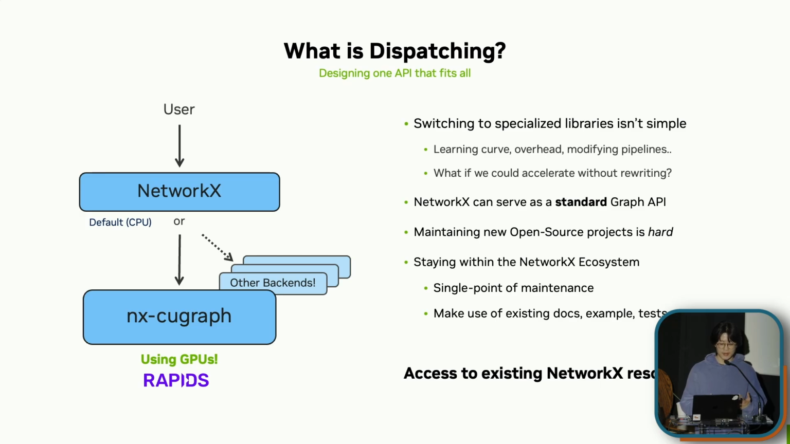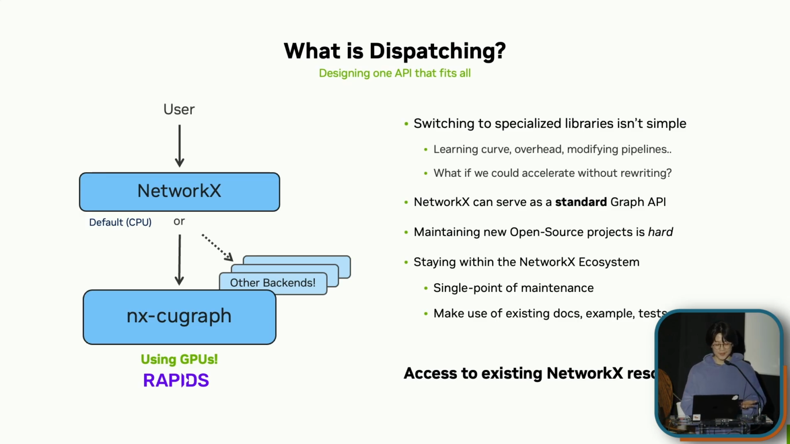So instead, with dispatching, we can help users solve that problem where they don't have to rewrite any of their code, and we can have NetworkX just serve as a singular user-facing API, and then dispatch algorithm calls to different backends as needed. The huge benefit of this is that we can stay within the NetworkX ecosystem, taking advantage of its great docs, examples, and tests, while also allowing open source maintainers like myself to focus on actually implementing the algorithms without having to design a new library or rewrite all the docs that NetworkX already does better than everyone.